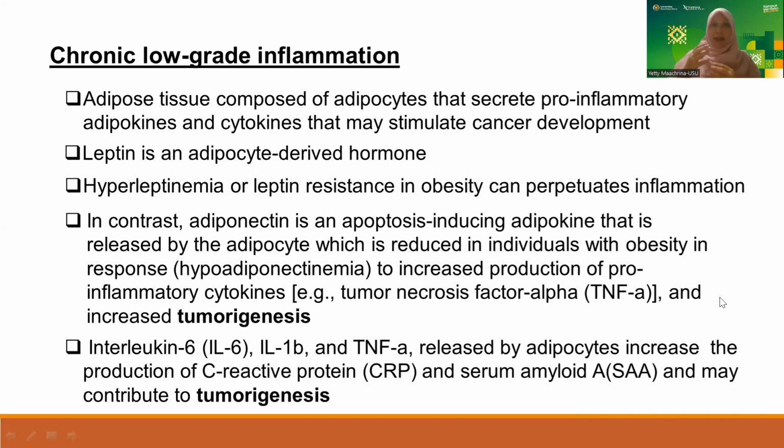So if someone is obese, the fat cells in the adipose tissue increase, and the adipocytes will secrete or release pro-inflammatory adipokines and also cytokines. And in the other condition, adiponectin is reduced. And we know that adiponectin is very important, as it has a role as an apoptosis-inducing adipokine. So the reduction of adiponectin increases the production of pro-inflammatory cytokines like tumor necrosis factor alpha and other cytokines. So it can increase the process of tumorigenesis.